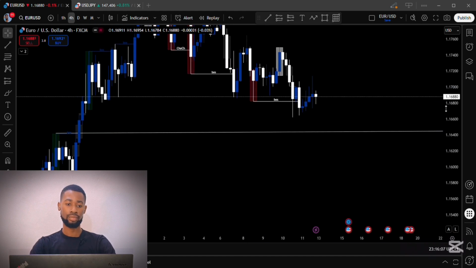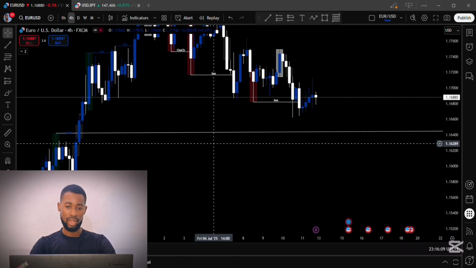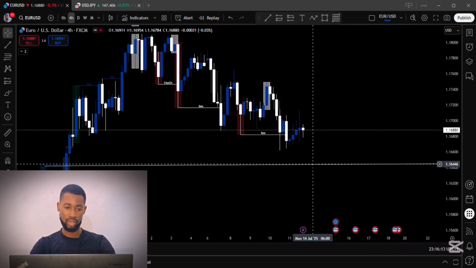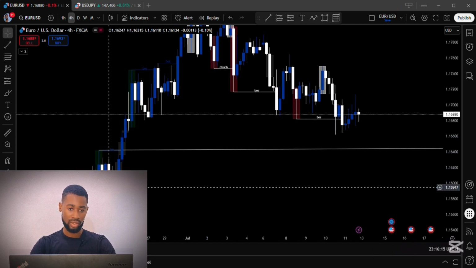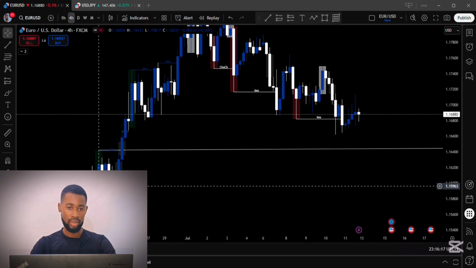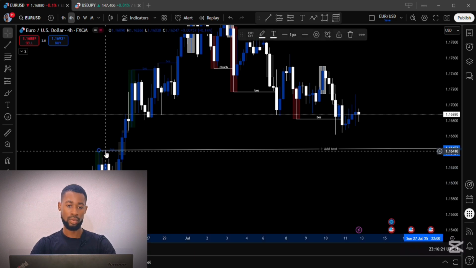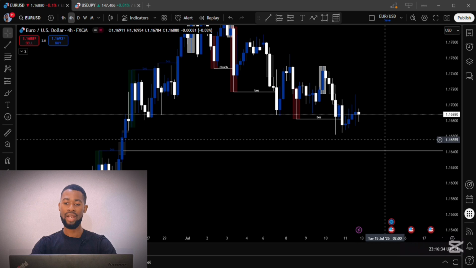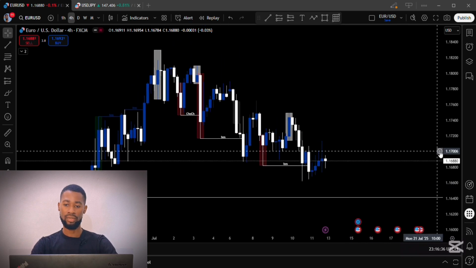Okay, so now this is a breaker block. We definitely know that price is going to react from here. This is the closest point. So what is that? Let's look at the price. That's 1.16413. So let's keep that. 1.16413. Perfect. So now we have the exact number on the 4-hour time frame.